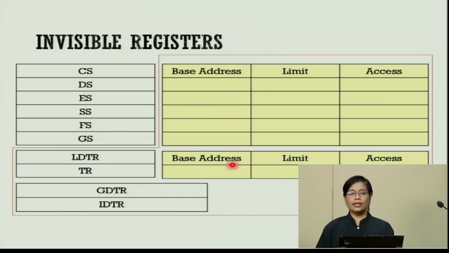These are called the descriptor caches. Base address, limit, and access are the values that are present in the descriptor caches. These are used with the local descriptor table. We'll come to that in the next session. Right now, we will look only at the global descriptor table register.